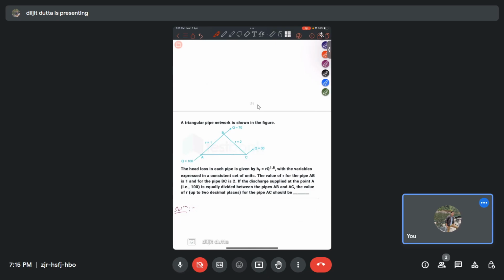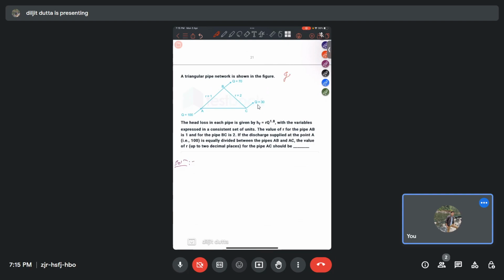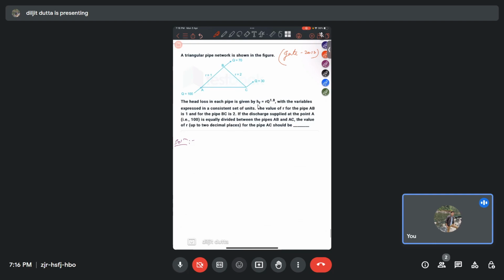This is one triangular pipe. This is a question from GATE 2017. So what is given? The discharge Q is given. It is coming as 100 at A. The head loss in each pipe is R Q to the power 1.8, with the variables expressed in a constant set of units. The value of R for the pipe AB is 1, and for pipe BC it is 2. The discharge supplied at point A is 100, equally divided between pipes AB and AC.